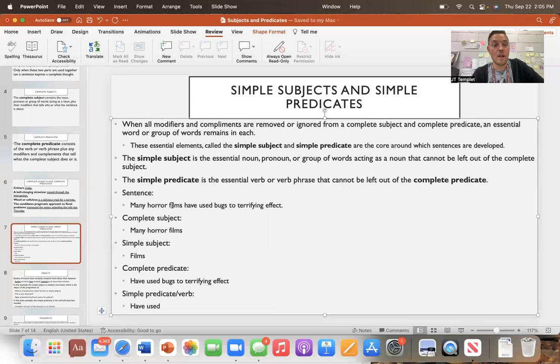However, if we're looking for the simple subject, the only noun or part of speech in that subject that is doing the action is films. So we ask ourselves to find simple subjects and simple predicates. We ask who or what for the simple subject, and for the simple predicate, does what, right? Or is what. So the complete predicate, have used bugs to terrify an effect. The verb or verb phrase in this case, because of the past tense, is have used.